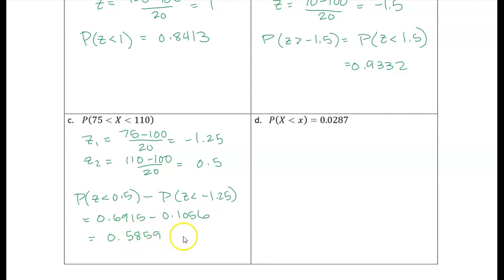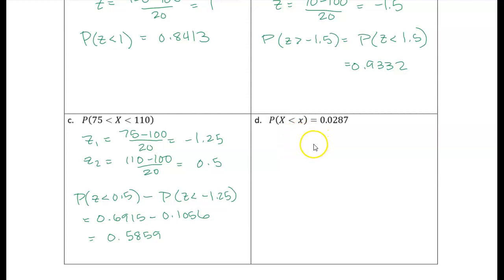All right, we're done. So it's really no different than the other problems that we were just doing where we're given z-scores. It's just that now we have to take the value and convert it to a z-score. All right, so let's take a look at this next one.